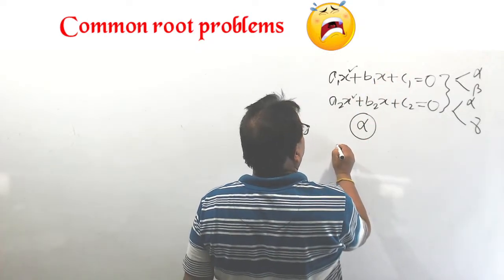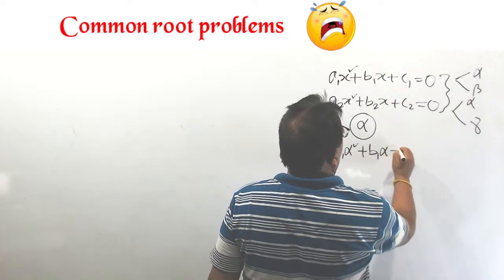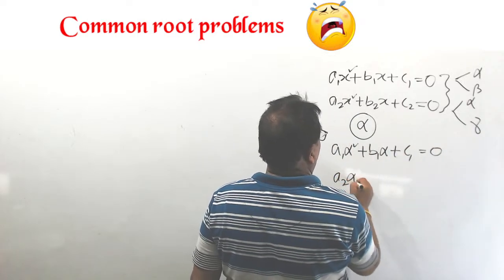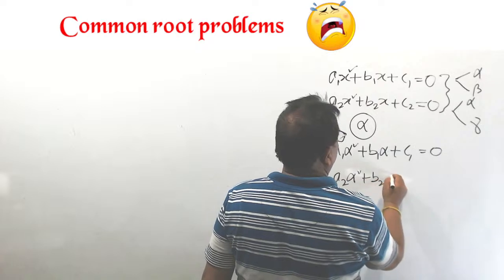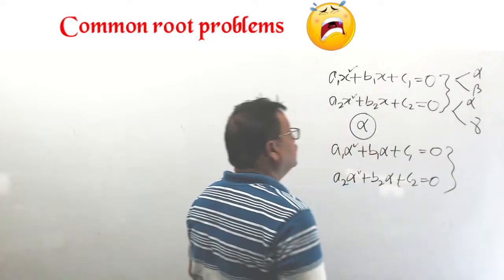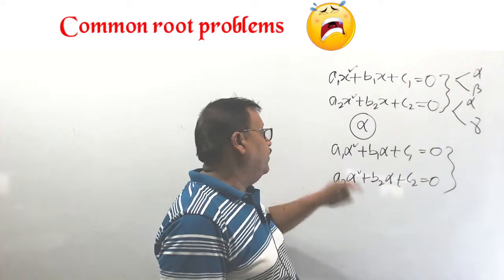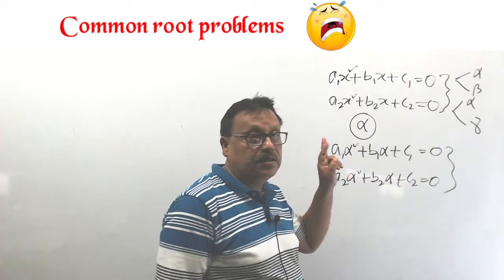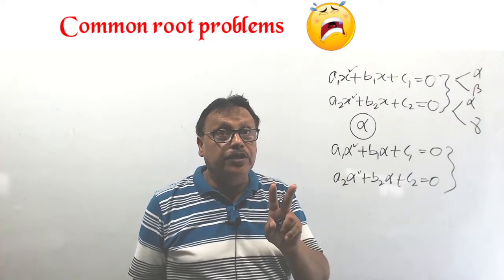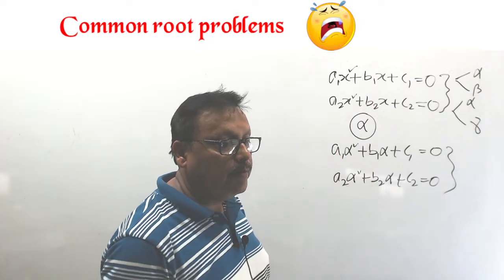So of course alpha will satisfy this one. That means a1 alpha square plus b1 alpha plus c1 equals 0, and a2 alpha square plus b2 alpha plus c2 equals 0. These are the two equations after being satisfied by the root alpha. Now we have to solve this. By which method? The method will be the cross multiplication method. This is the best method for these types of equations.